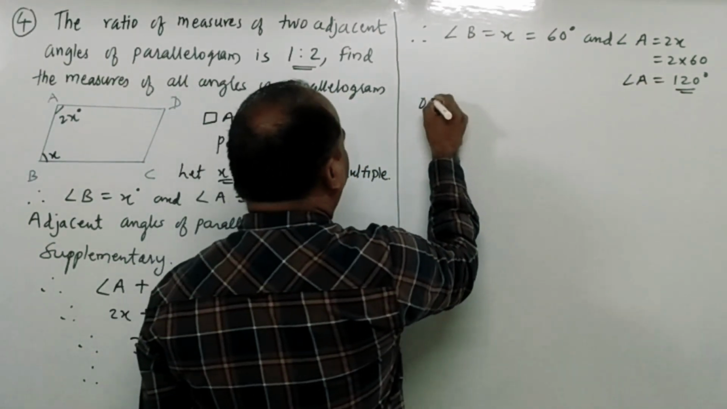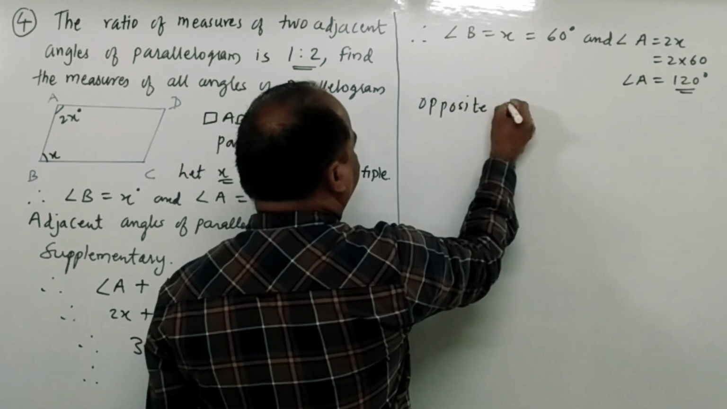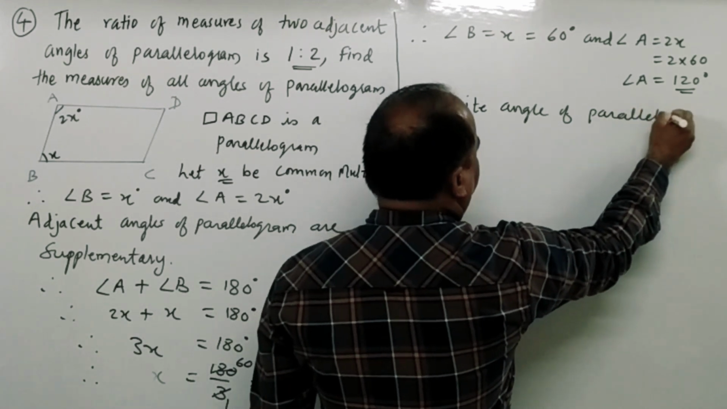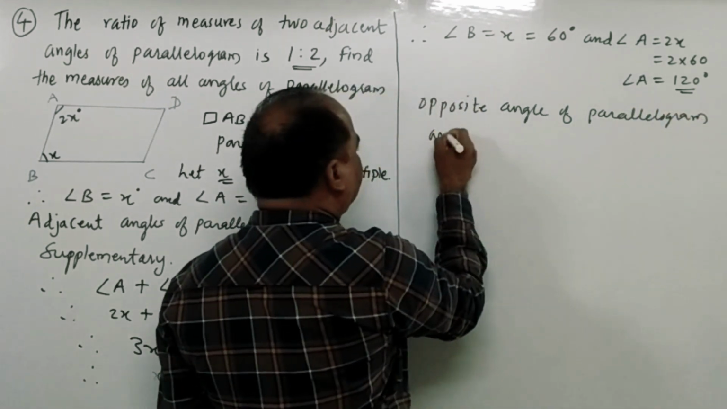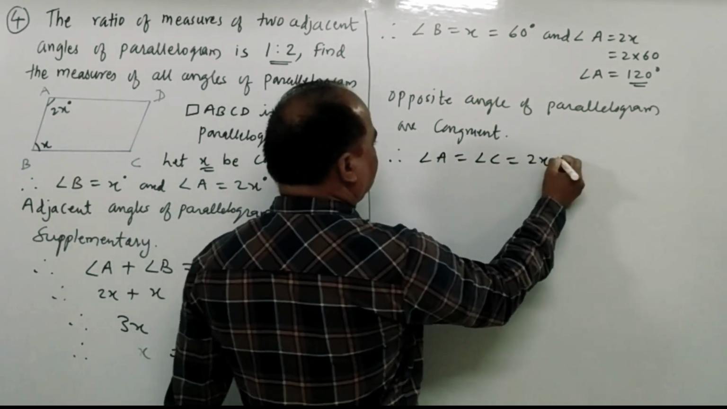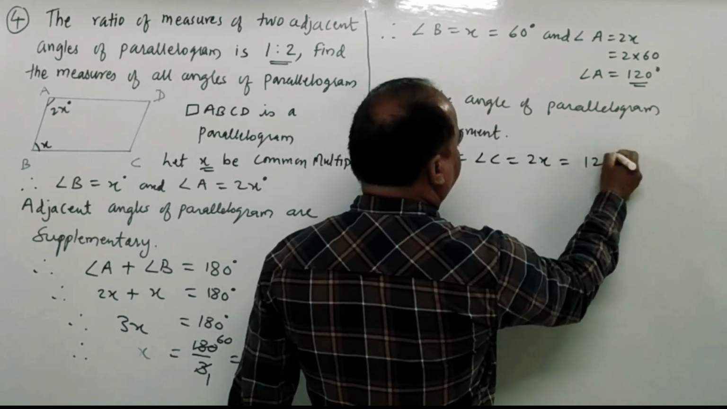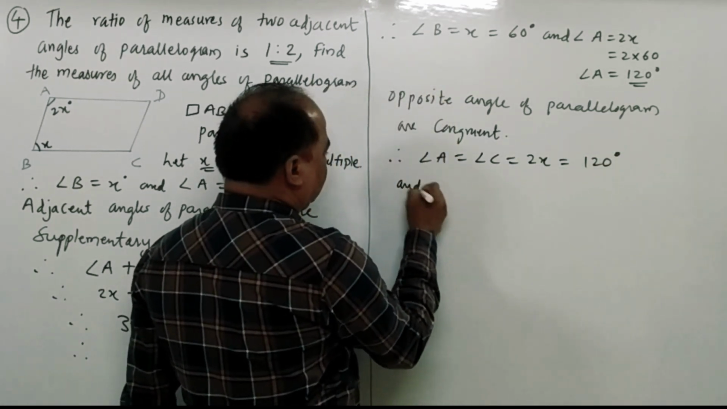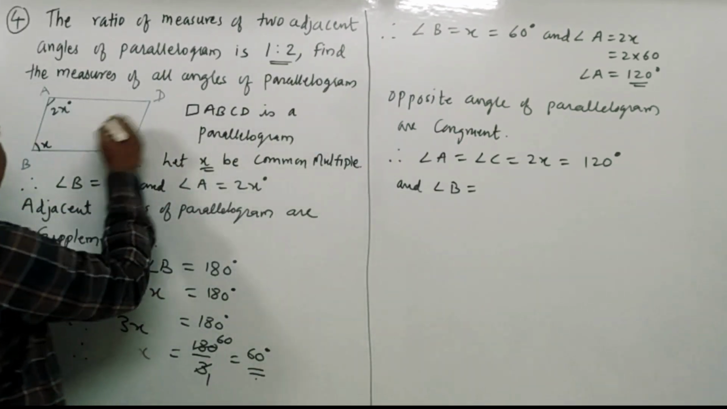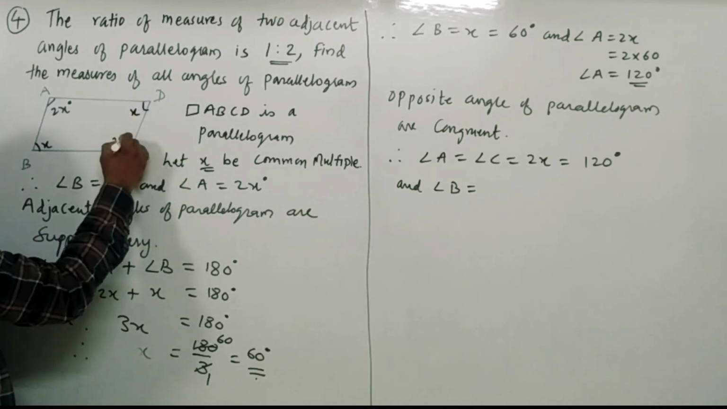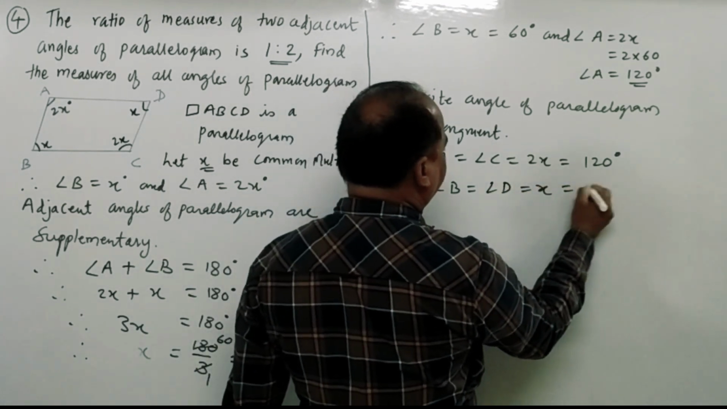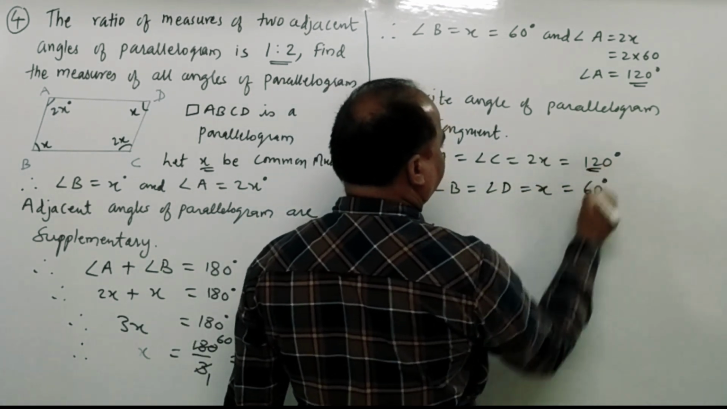Now we know that opposite angles of a parallelogram are congruent. Therefore, angle A is equal to angle C is equal to 2x, which is equal to 120 degrees, and angle B is equal to angle D. Angle B is opposite to angle D, x, and angle A and angle C are 2x, so angle D is equal to 60 degrees.